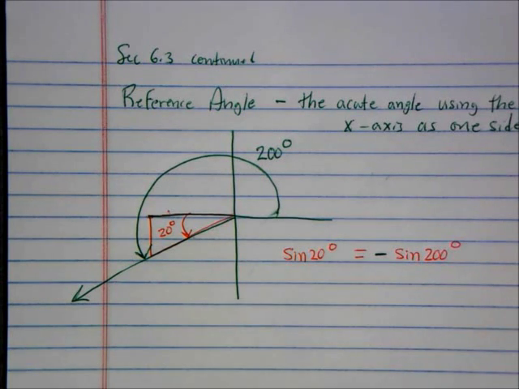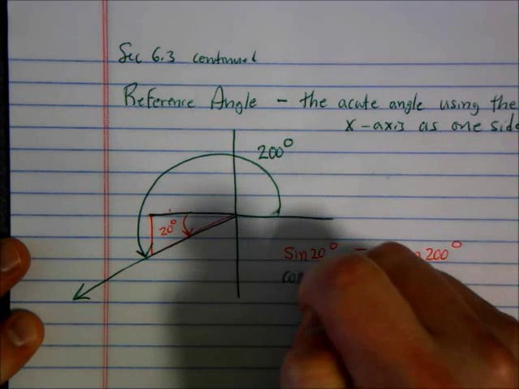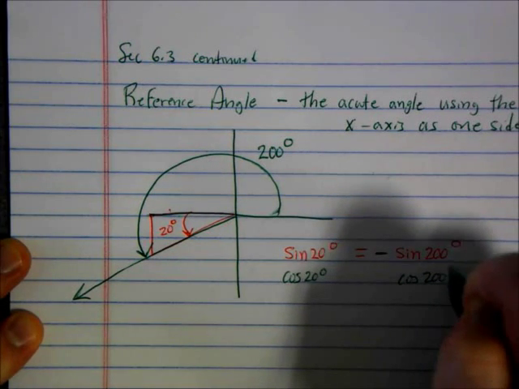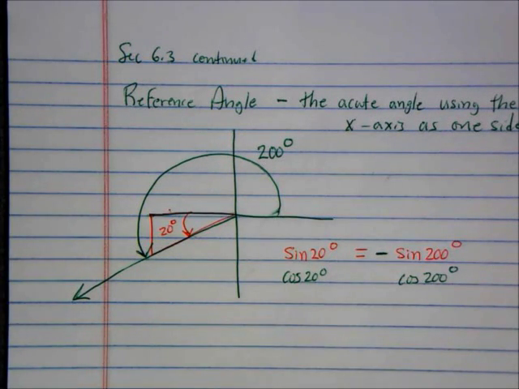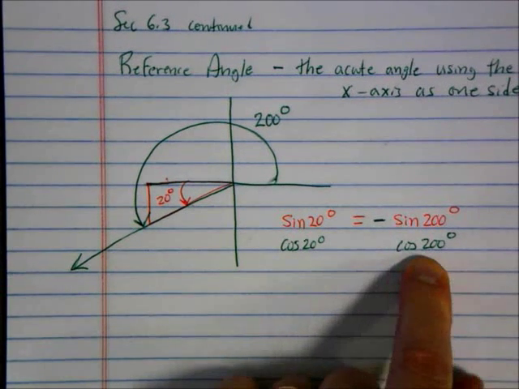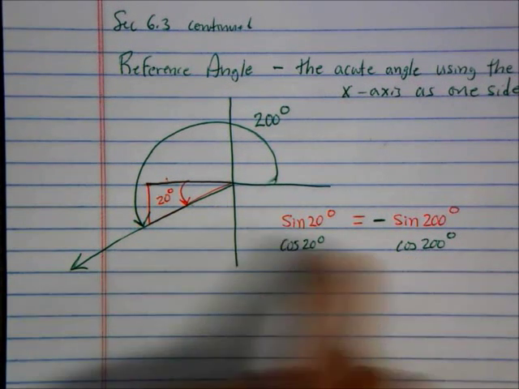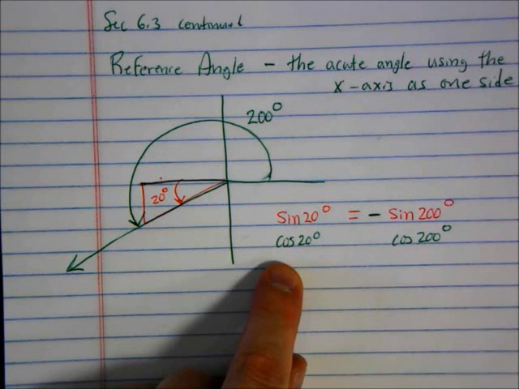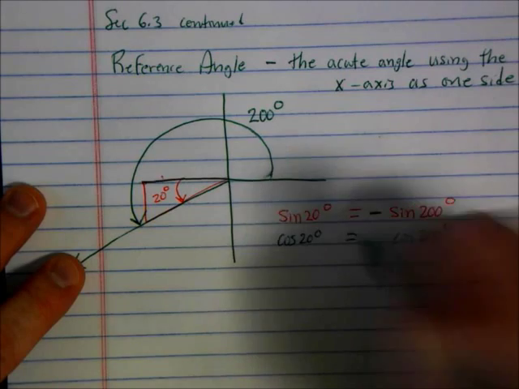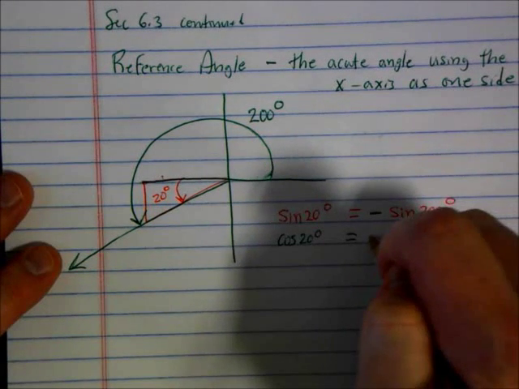How about cosine of 20 degrees and cosine of 200 degrees? How would they be related? Well, again, what can you tell me about cosine of 200 degrees? Is it positive or negative? It's negative. And what can you tell me about cosine of 20 degrees? Positive. Why do I get the same number, except again I would need an additional minus sign?